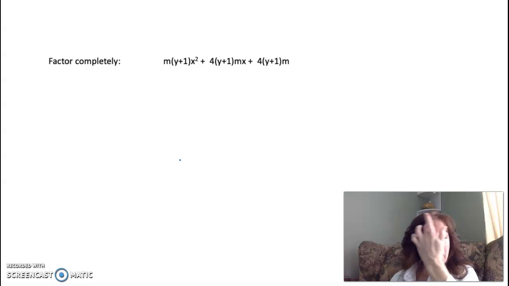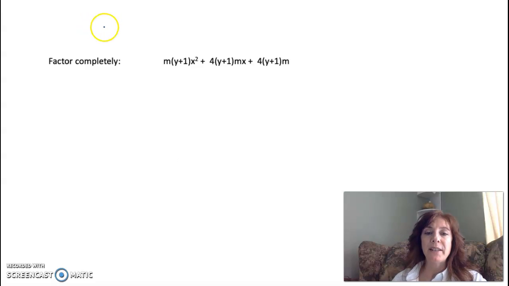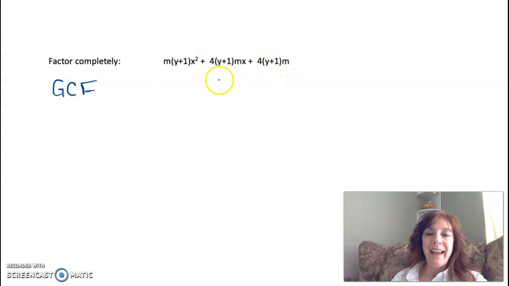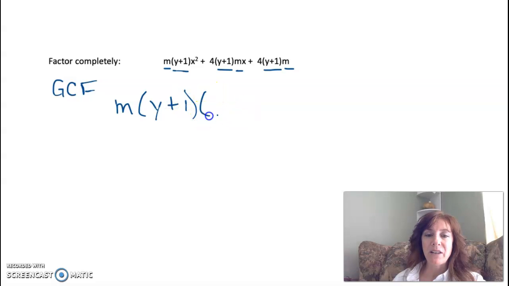Here's another one with factors that are sums, with these little parentheses inside. Let's see if we can find a greatest common factor because these look huge. Every one of these terms has this y plus 1, and every one of these terms has an m. They don't all have a 4 and they don't all have an x, but I found 2 common factors. So m and y plus 1 are common factors.